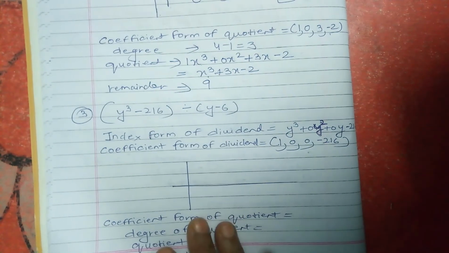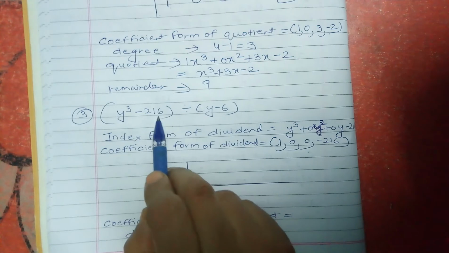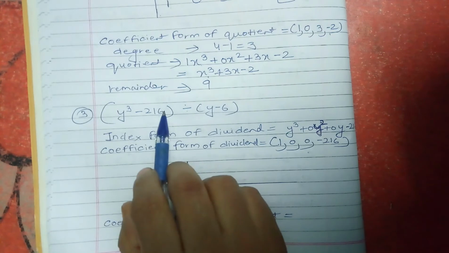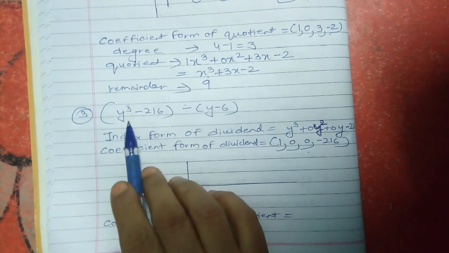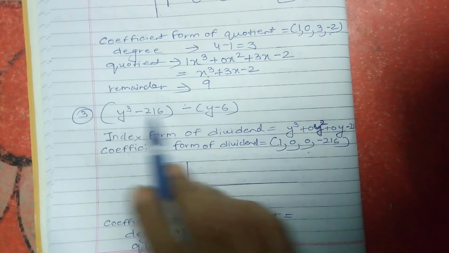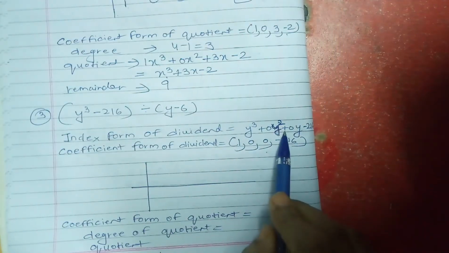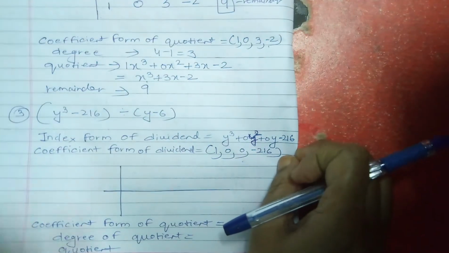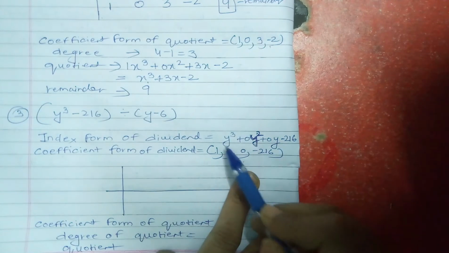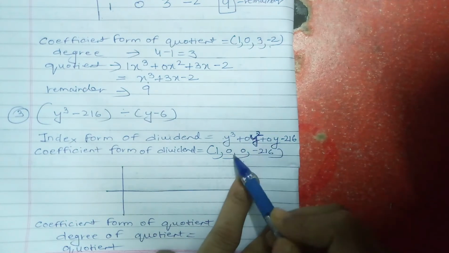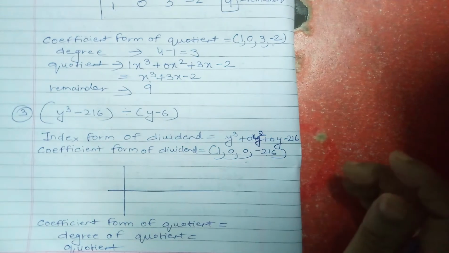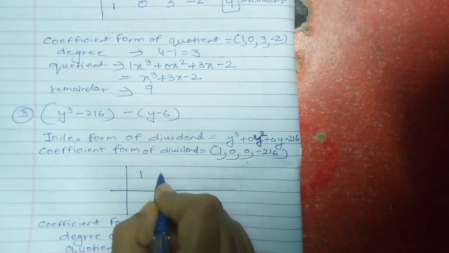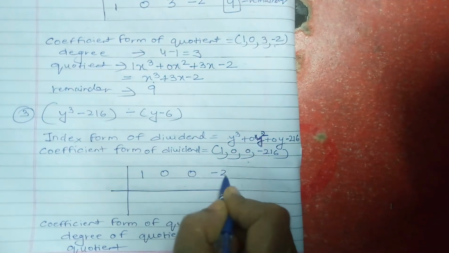Let us take the third question. Y cube minus 216. Now you have to write this in index form first, because the 3 power is there, then directly the 0 power is there. So the index form of the dividend is y cube plus 0y square plus 0y minus 216. So what would be the coefficient form here? 1, this 0, this 0, and this minus 216. This would be the coefficient form of the dividend. So let us write that in the structure which I have made: 1, 0, 0, minus 216.